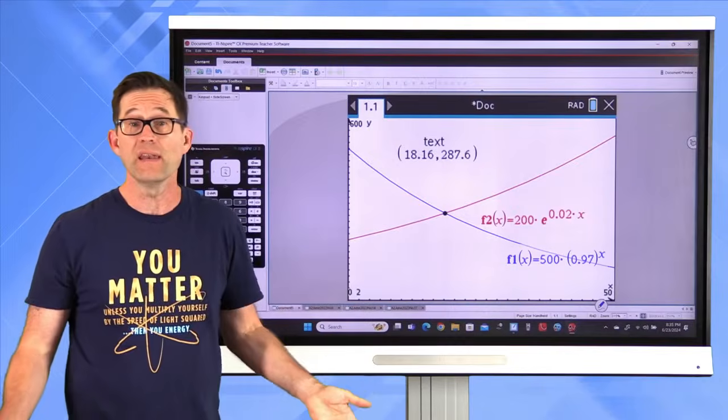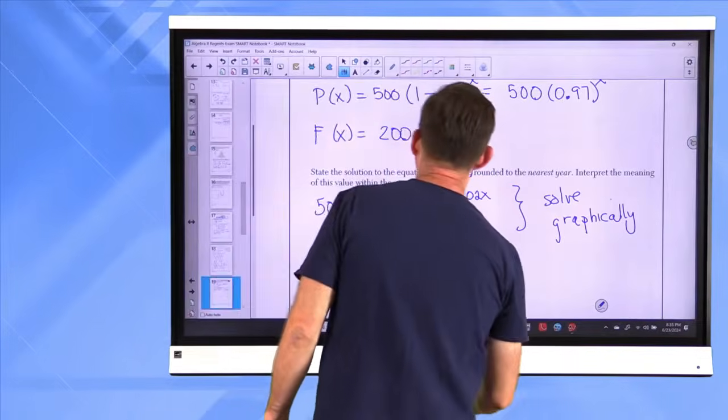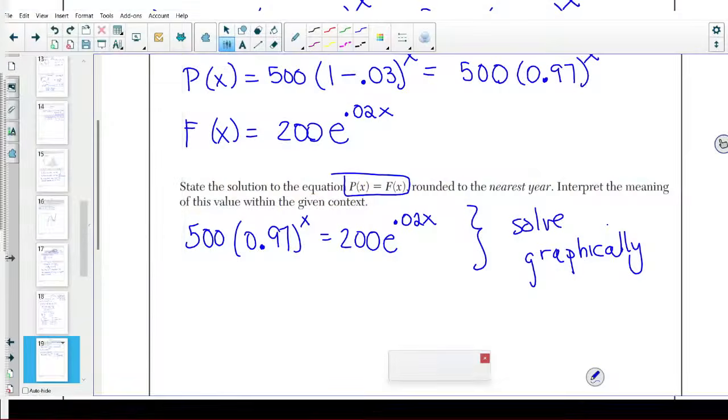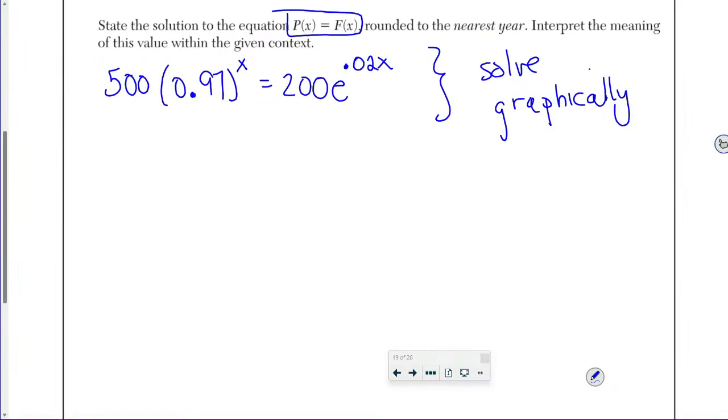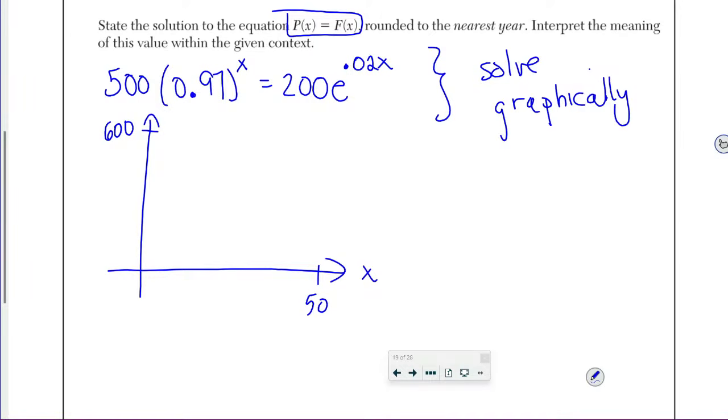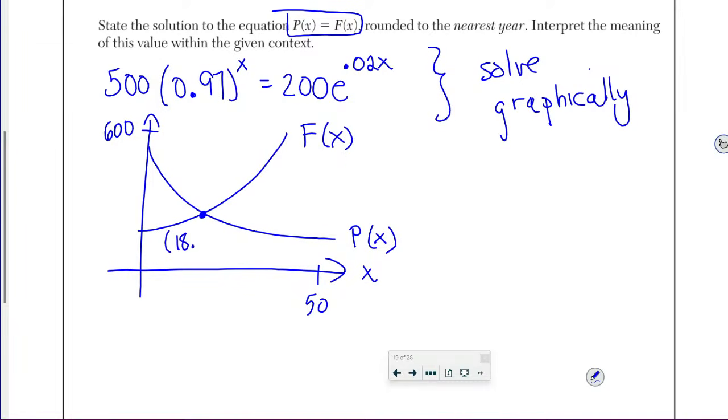Now, believe it or not, they didn't even require having the graph. I would severely recommend having the graph. It shocks me that they didn't require that. But I would just have a little graph, maybe indicate some scale. I've got 600, I've got 50, I've got X, I've got this particular graph, that was my palm tree. I don't have to have its equation. I could just do P of X. I've now got my F of X. Right, put my intersection point on there. That was 18.2, 288. All right, so X is equal to 18, rounded to the nearest year.